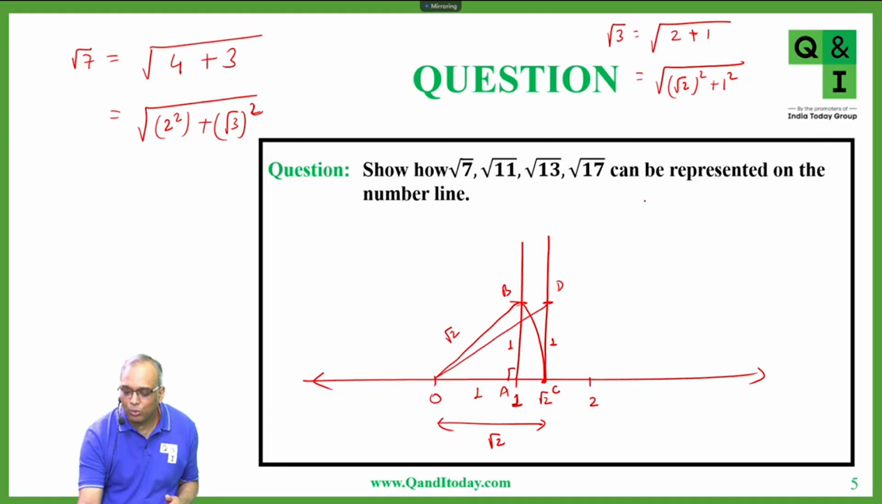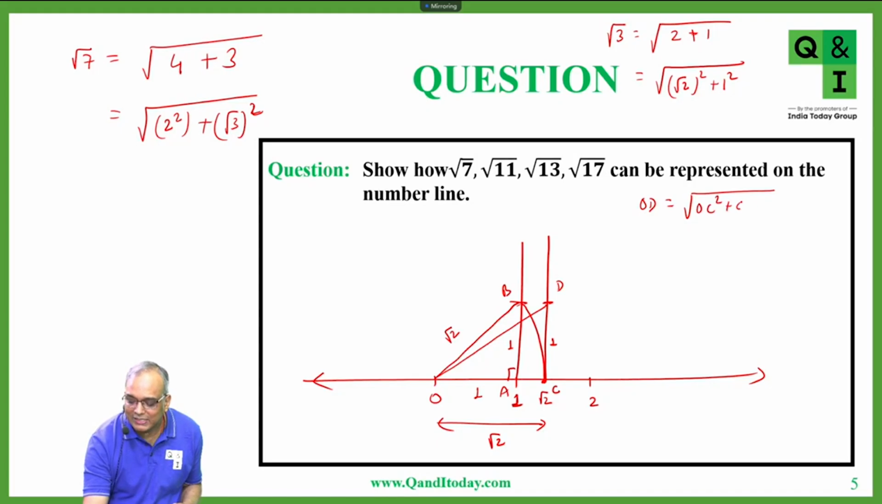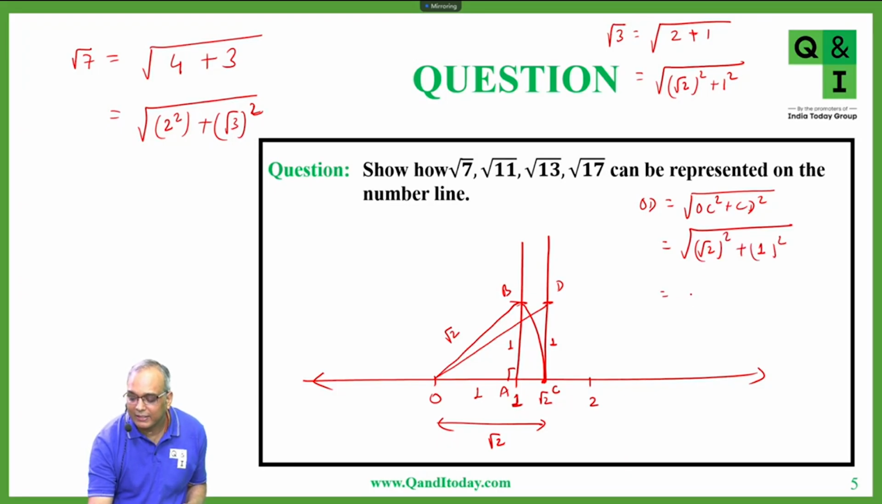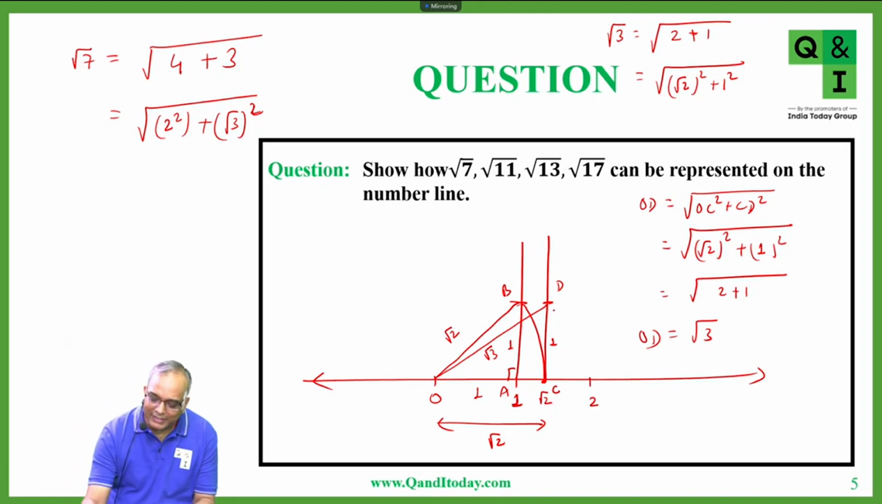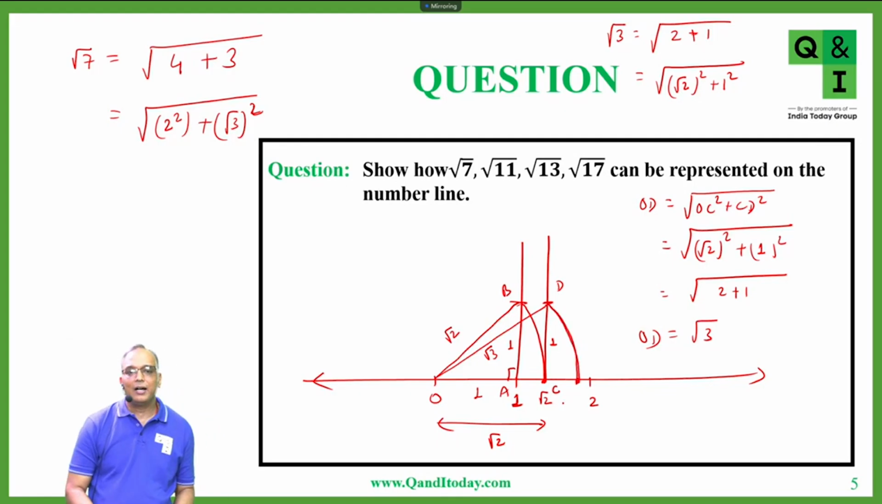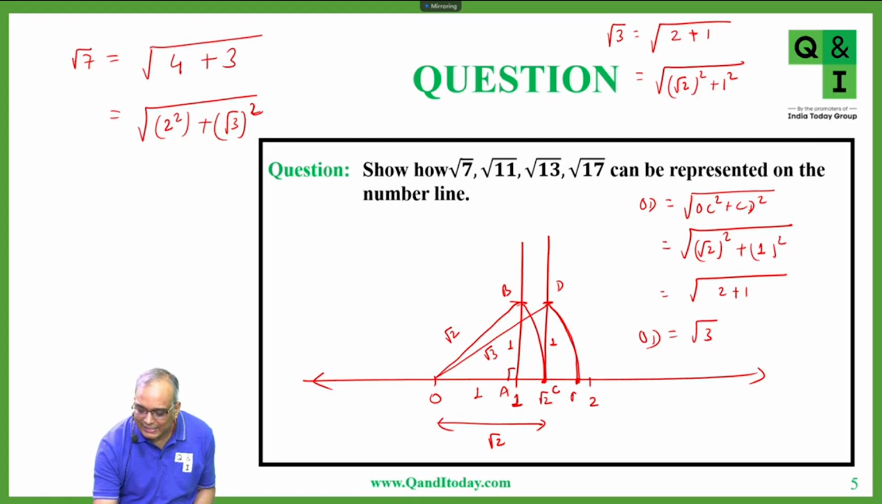So when we join OD, students, OD is nothing but root under OC square plus CD square by Pythagoras theorem. OC is square root of 2 square and CD is 1 square. So this will be equal to root of 2 plus 1, which is root 3. So this OD length is nothing but root 3. Once you have got the length of root 3, we are again going to draw an arc here. This arc will go and cut the number line at this point E. And this point E is nothing but root 3.